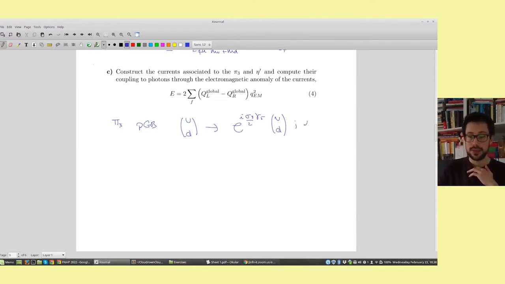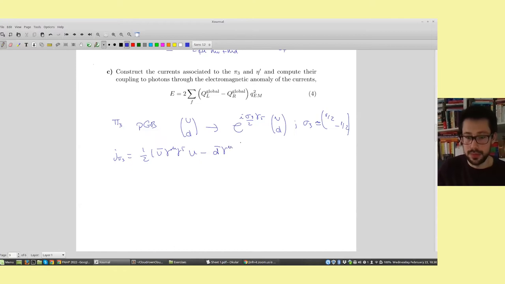Where sigma 3 is nothing but 1/2 minus 1/2, right? So now, since we know the transformation, it's really easy to compute the current corresponding to the neutral pion, that is 1/2 (u gamma mu gamma 5 u minus d gamma mu gamma 5 d). Or in other words, if we define this to be q, this is q gamma mu gamma 5 sigma 3 q.